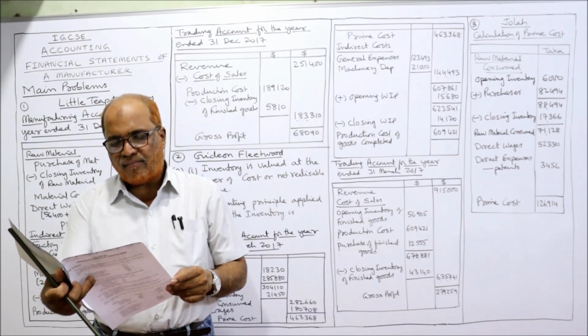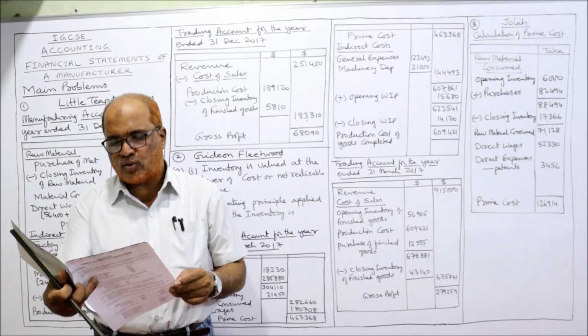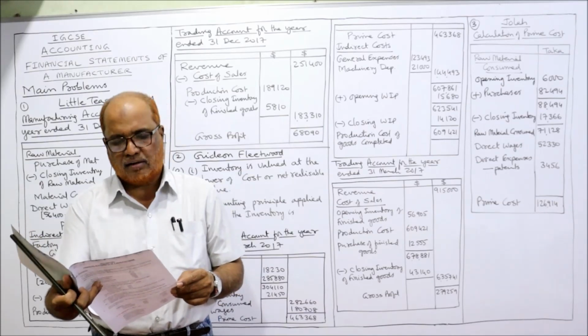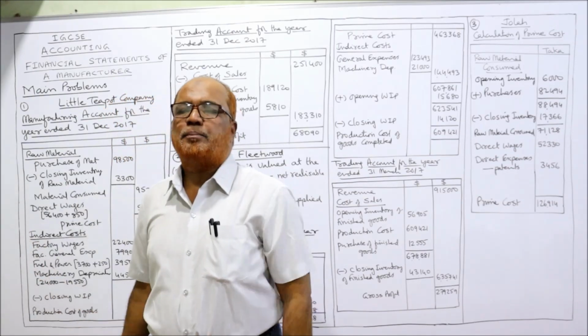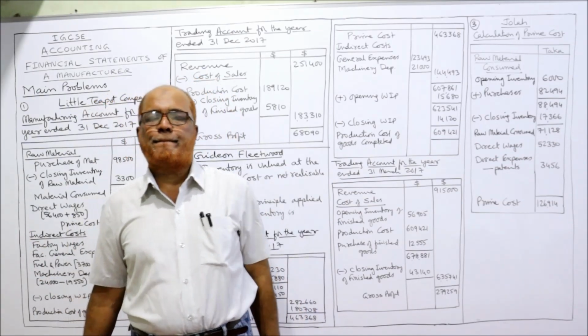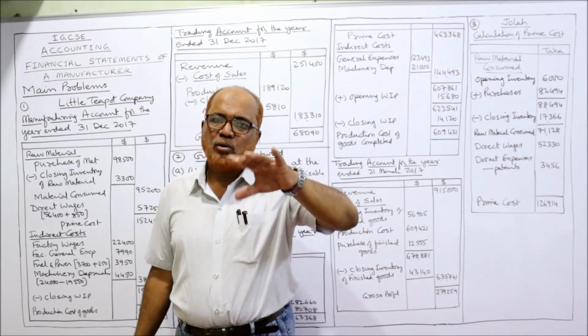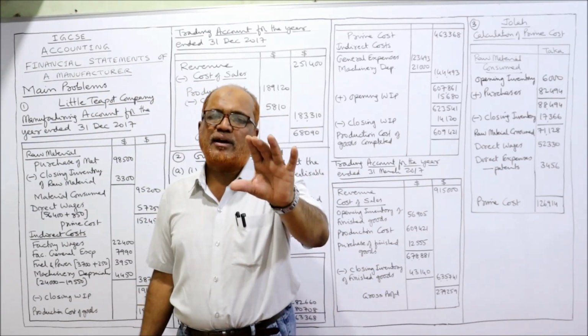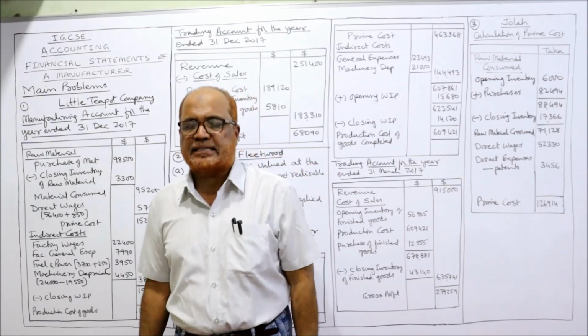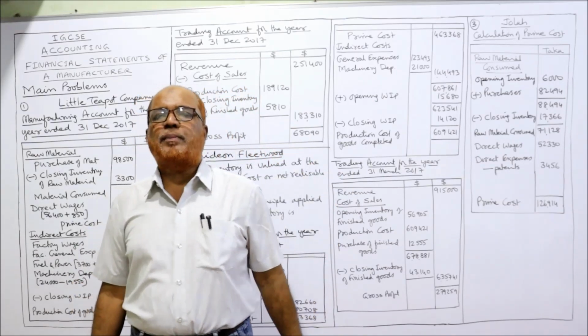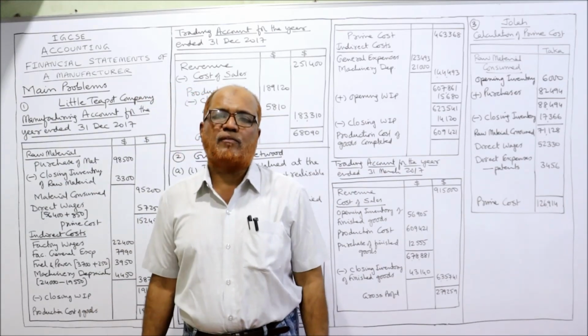Third, prepare the manufacturing account of Gideon Fleetwood for the year ended 31st March 2017. Last one, prepare the trading account to gross profit of Gideon Fleetwood for the year ended. Just like the previous problem, we have to make a manufacturing account and a trading account. Manufacturing account is prepared to find out the cost of production of goods completed, and trading account is prepared to find out the gross profit.